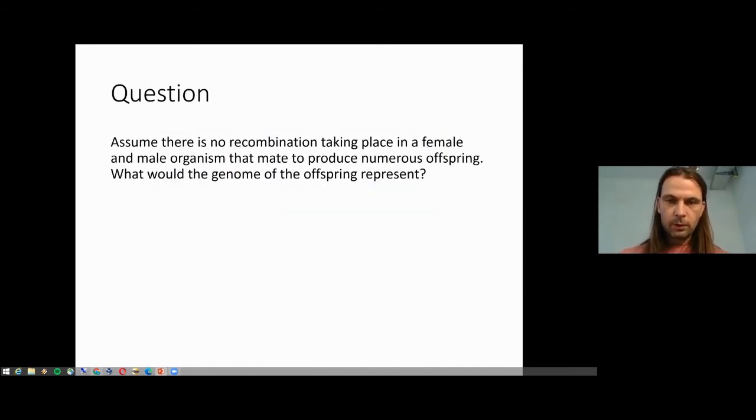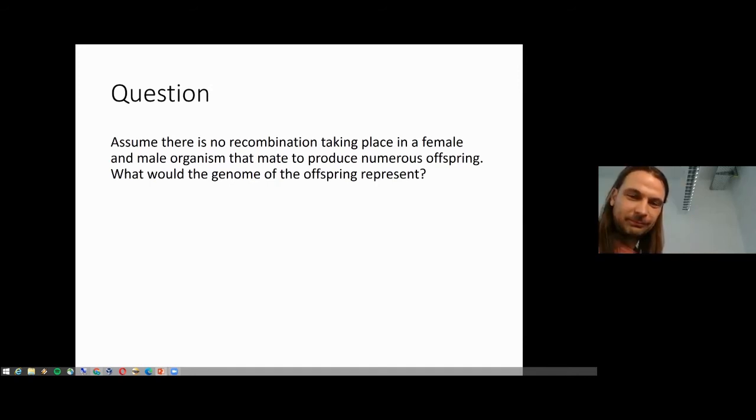So for those, maybe not the biologists, assume there is no recombination taking place in a female and male organism. So one generation just doesn't do what I've just explained. And then these two individuals come together and they mate and produce offspring, a large number. What would be the genome of the offspring? Any ideas? Just throw something out. It's completely hypothetical. But I want you to think about what I just tried to explain.